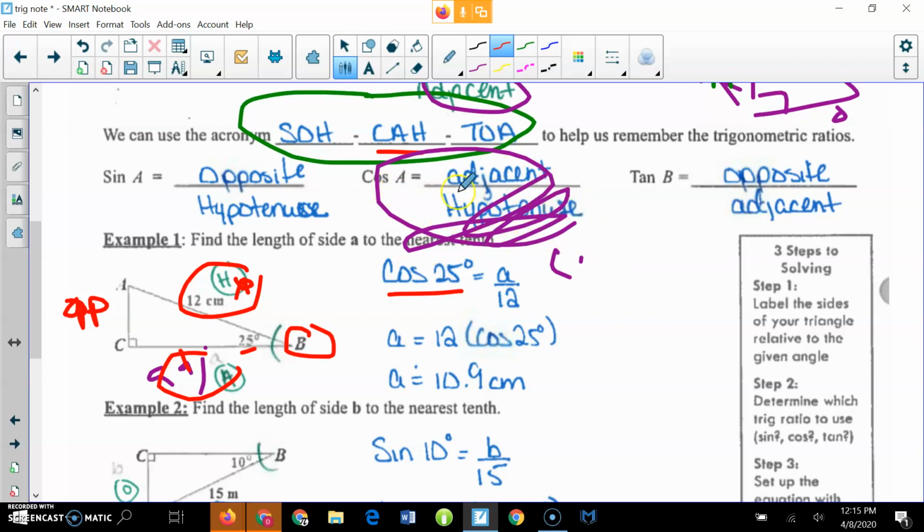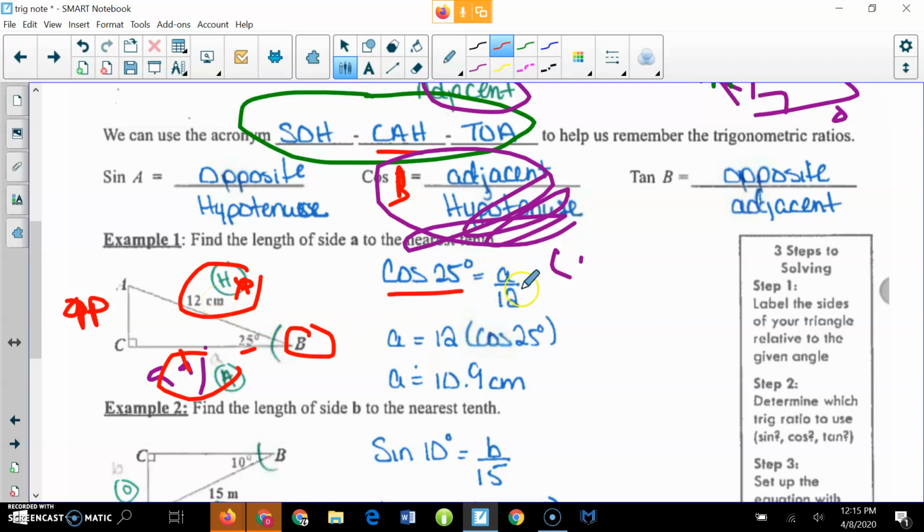You write that out. So cos of the angle, in this case, it's not A, it's B, because that's the angle I want. Cos of B is adjacent over hypotenuse. Adjacent is A, hypotenuse is 12, and you end up like this: cos 25 is equal to A over 12.